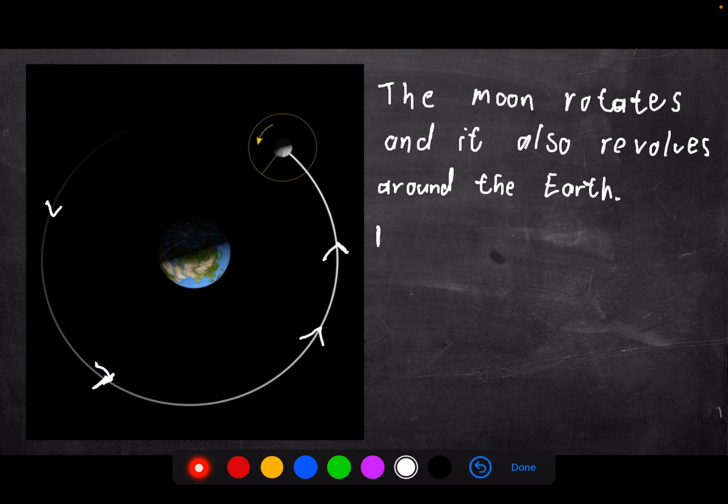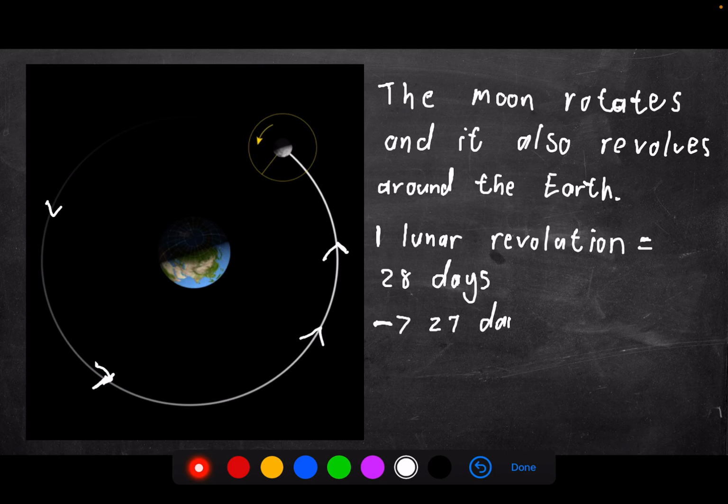One lunar revolution, which is how long it takes the moon to complete one revolution around the Earth. One revolution equals roughly 28 days. And to be precise, it's 27 days, 7 hours, and 43 minutes. But I won't penalize you if you don't give me the exact time. 28 days or 27 days is just fine.